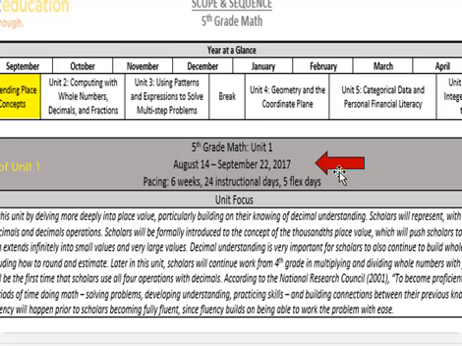So each unit will give you a date for the start and end of the unit, which is good to know because it allows you to know when you can expect the end of unit assessment. Here, the pacing, 6 weeks, 24 instructional days, 5 flex days. The flex days can be used at your discretion, but the unit at a glance just accounts for all of the instructional days as well as the unit assessments.